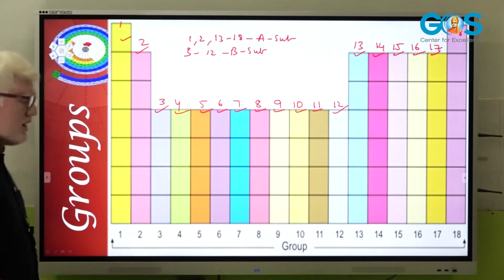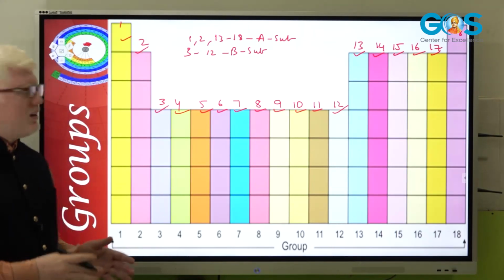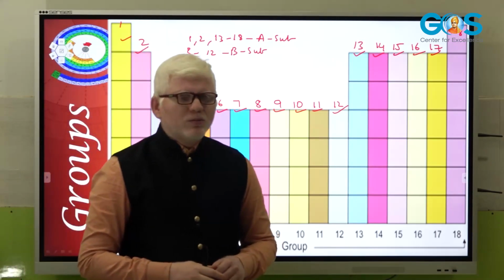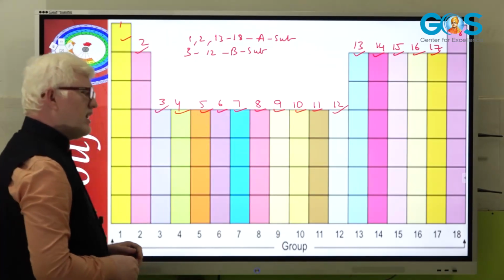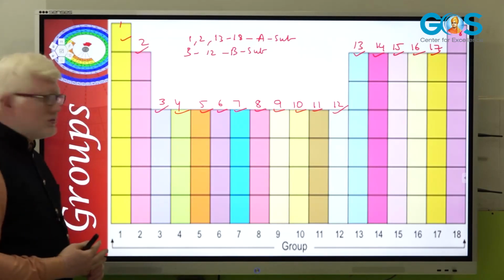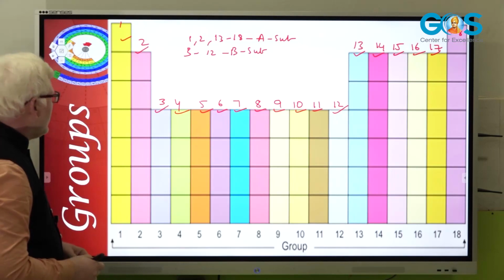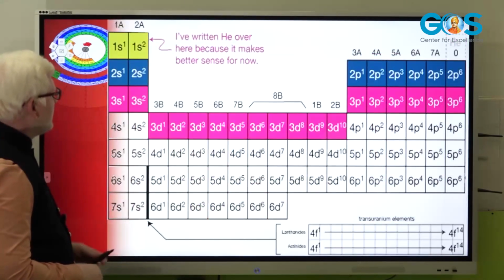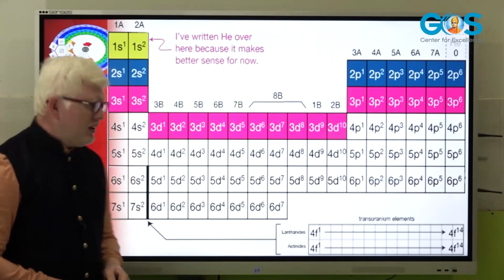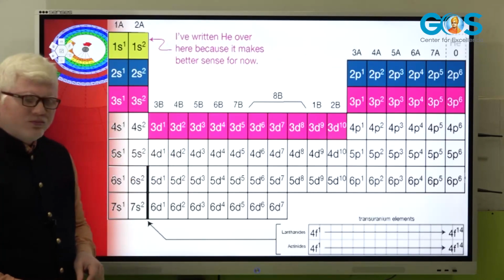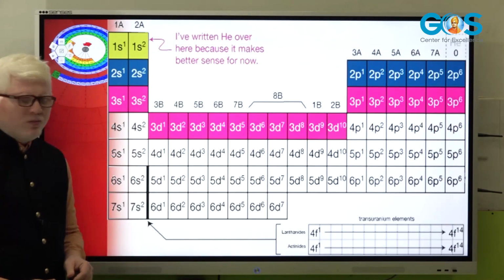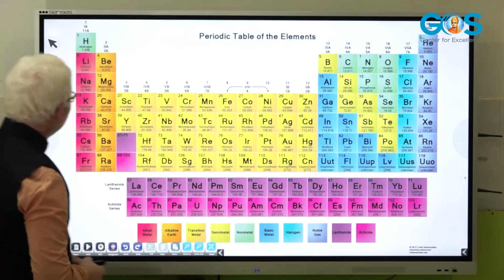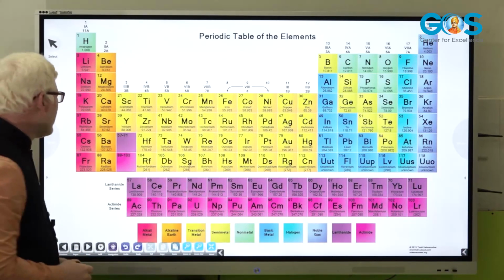What is the difference between A subgroup and B subgroup? Why did the division into A and B subgroups take place? Let us see. My dear students, why is there a division between A subgroup and B subgroup? I will show you. It's an interesting one. If you observe carefully, this is a periodic table. Let us see why the groups were divided into A and B subgroups.